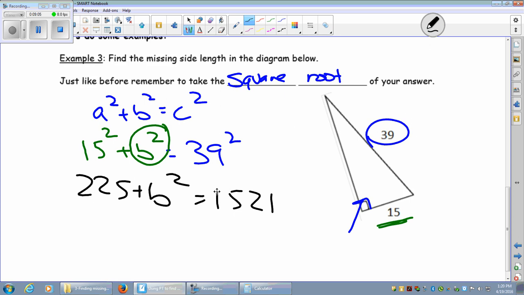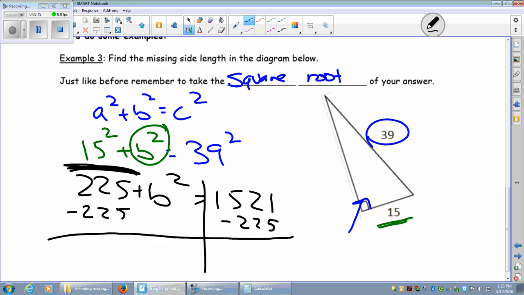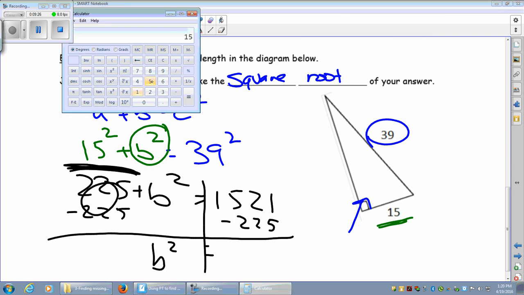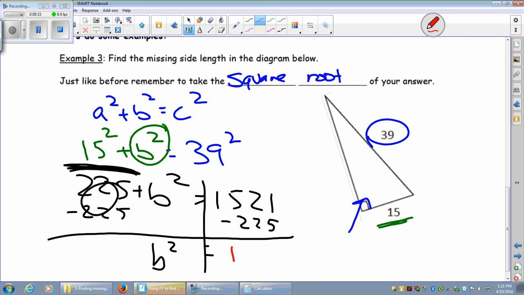I need to get rid of this thing that's not attached. And my students should know that by now. We want to get rid of things that we're not attached to first. So let's get rid of this 225. How do I get rid of plus 225? I'm going to minus 225 on both sides. And I'm going to end up getting b squared is equal to 1521 minus 225. And I end up getting 1296. Now again, that would be ridiculous if this side was 1296. What am I forgetting to do?